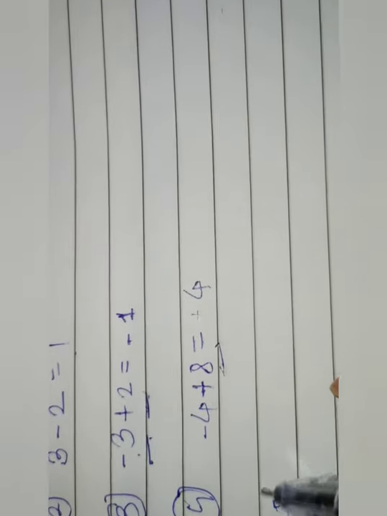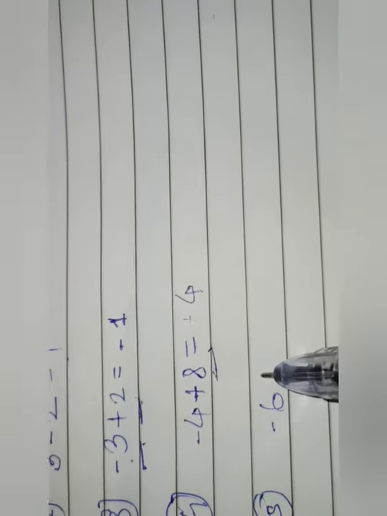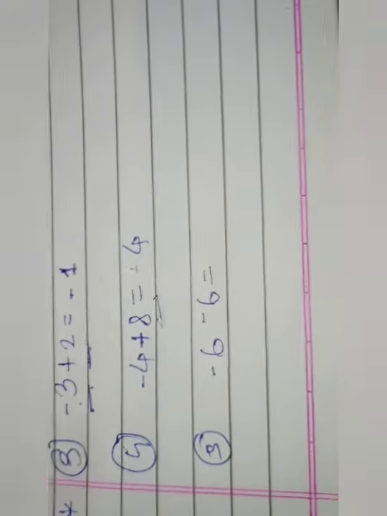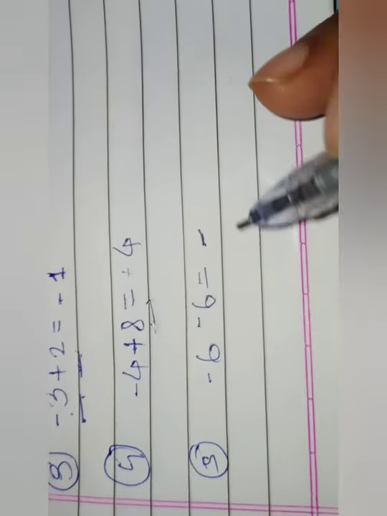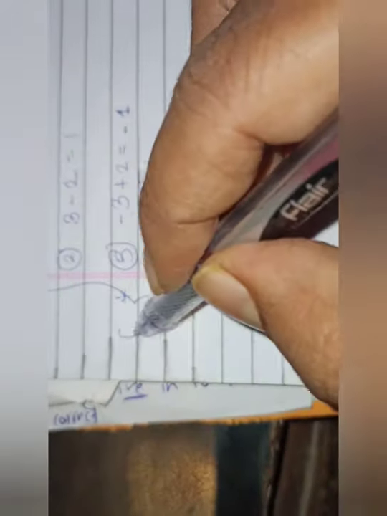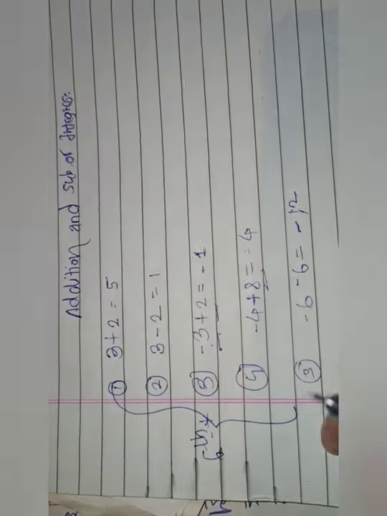Okay. If there is minus 6 and plus 6, tell me, it comes minus, and 6 plus 6, 12. So addition happens. This all you have learned in 6th standard. It was just a recall to you.